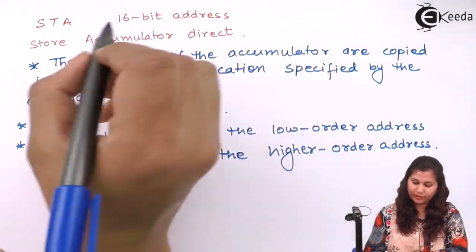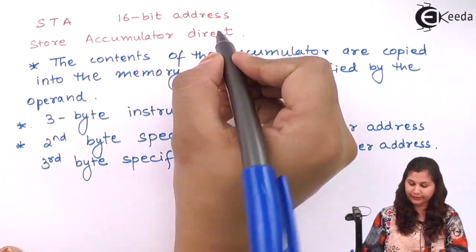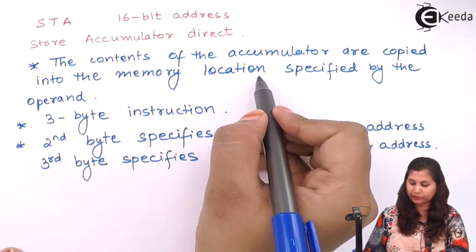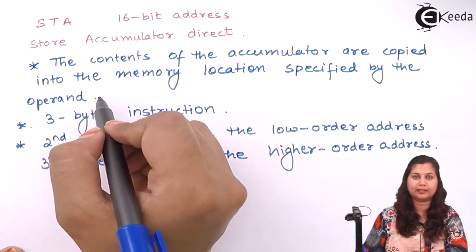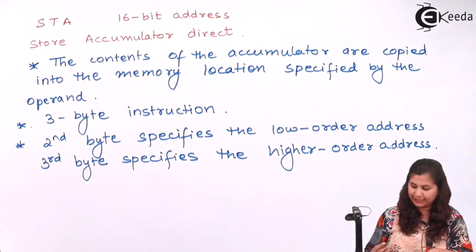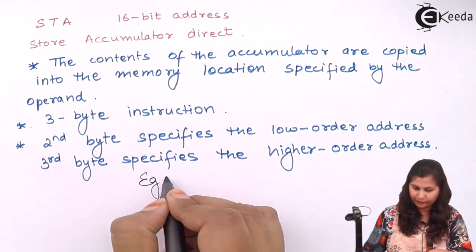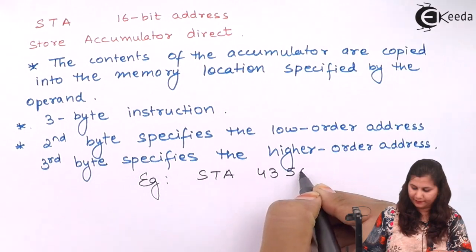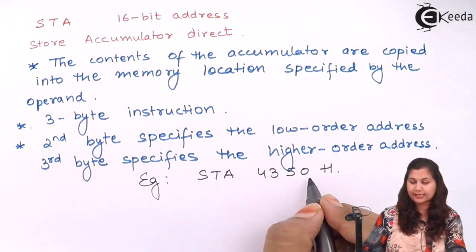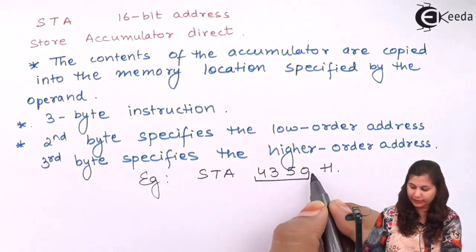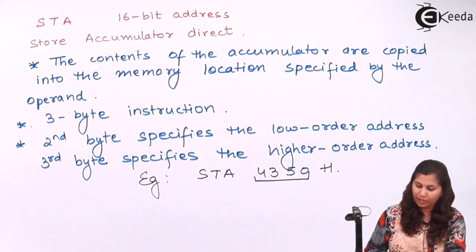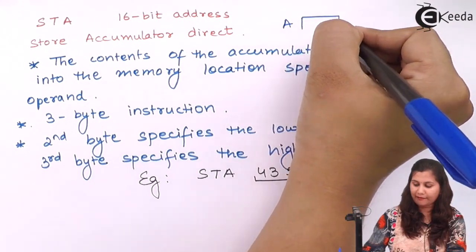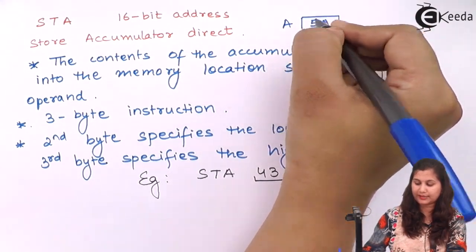So this instruction is store accumulator direct. So the contents of the accumulator are copied into the memory location specified by the operand. Let's take an example. We have STA 4350H. This is a memory location 4350. So the contents of the accumulator, suppose accumulator is having 5A, this is a number.